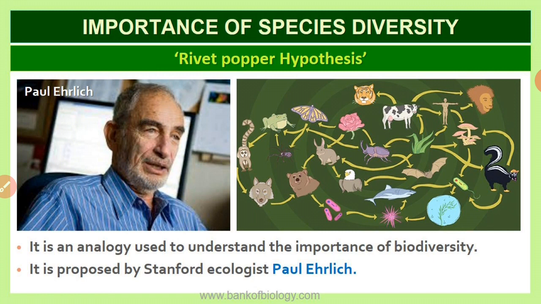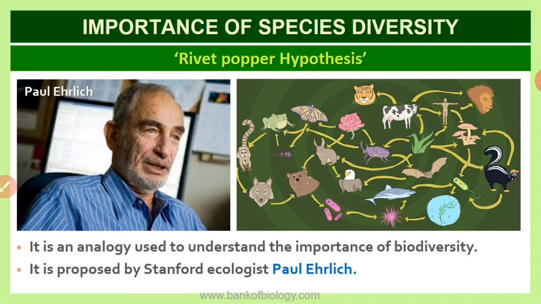For example, Paul Ehrlich, a Stanford ecologist, put forth the Rivet Popper hypothesis to explain the importance of each species. In an aeroplane, which is considered as an ecosystem, all the parts are joined together using thousands of rivets, that is nothing but the species.